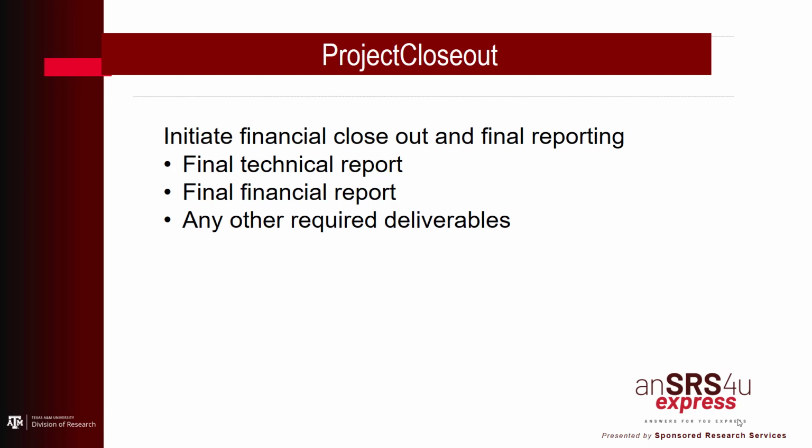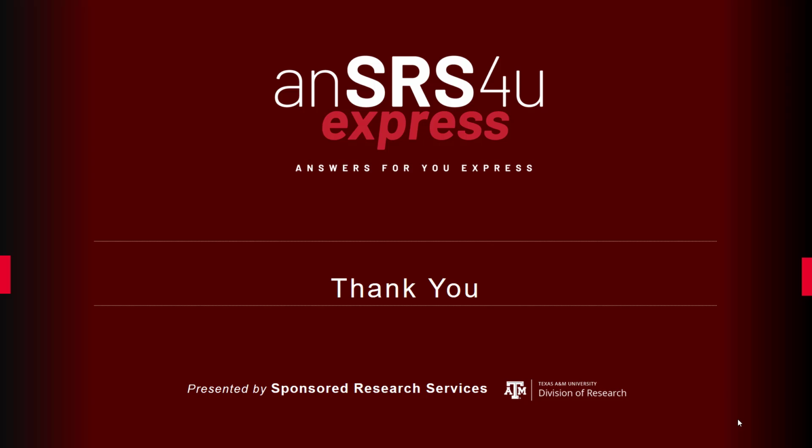In return for the funding, the sponsor expects that the deliverables specified in the agreement will be met. This includes a final technical report, final financial report, and any other required deliverables. Generally, the closeout process has to be completed in a specified time frame. For example, for federal grants, there's a 120-day period from the end date of the project for the closeout to be completed. Hopefully, you now have a better understanding of the life cycle of a sponsored project.